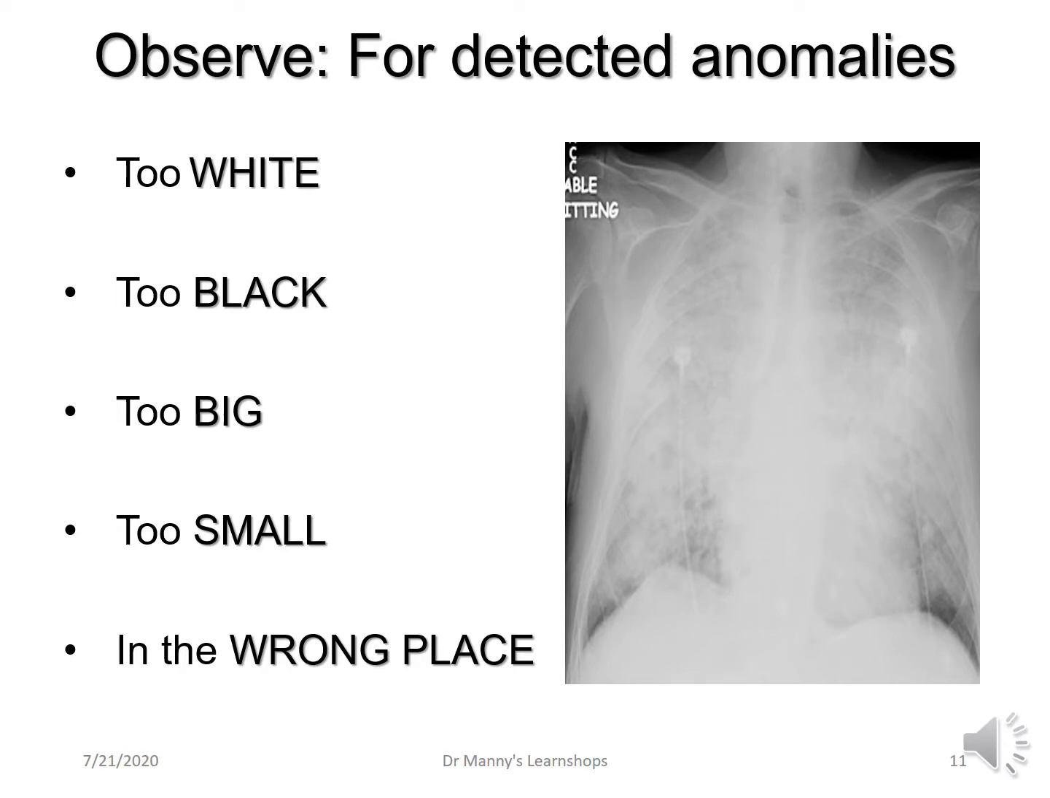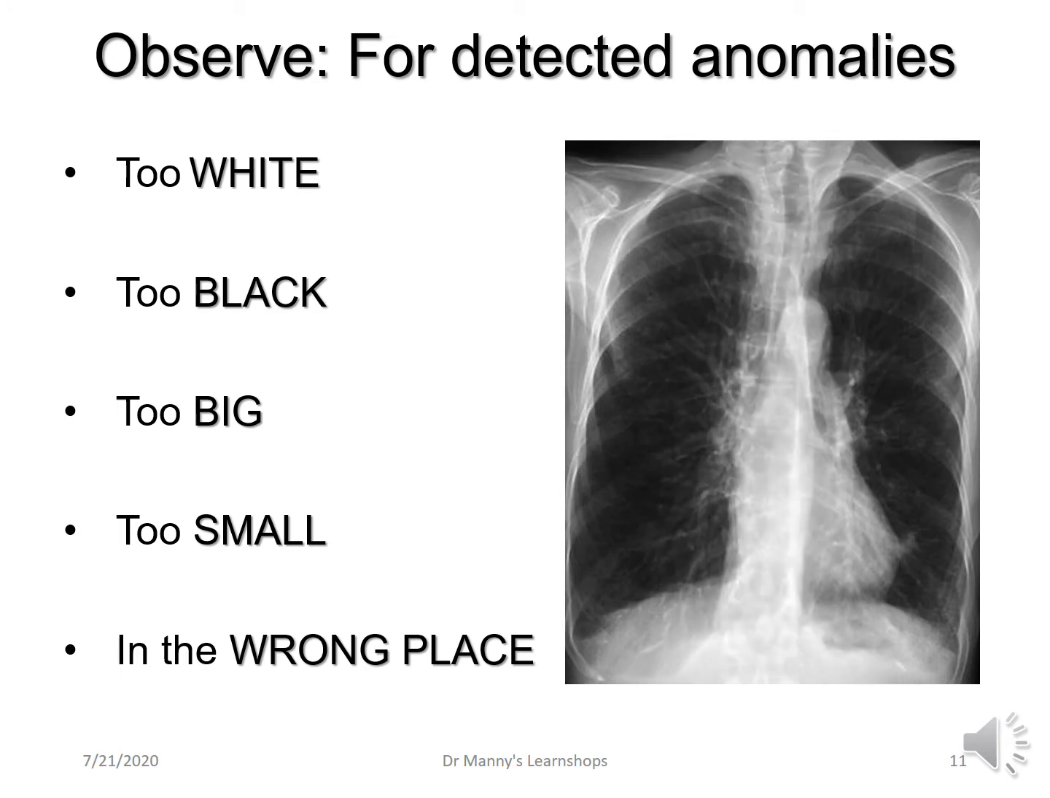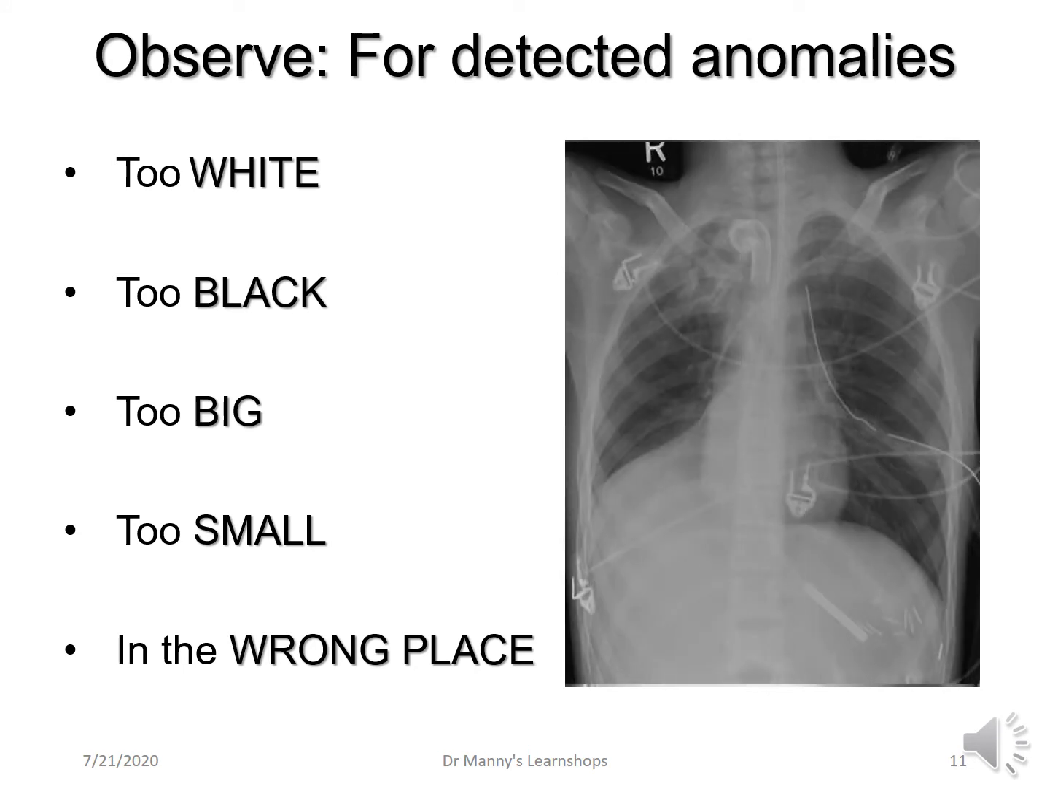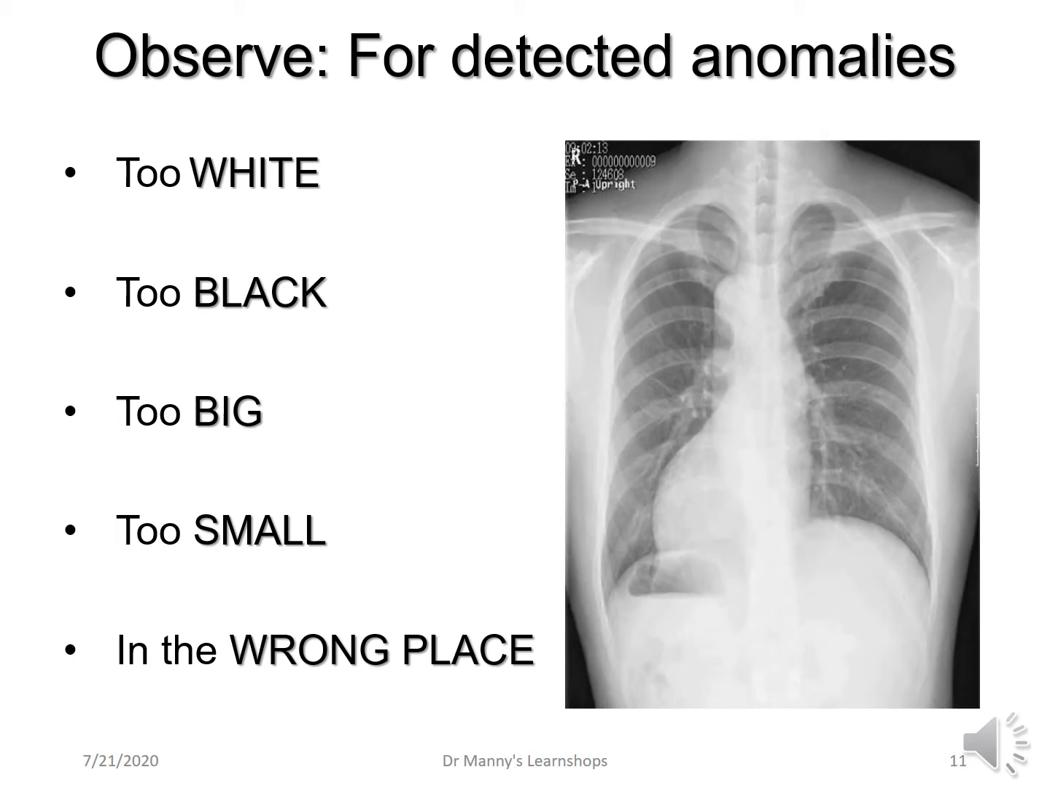What are you observing for? Remember the 5 points that we just mentioned before. If you see something that's too white, it could be abnormal. If you see something that's too black, it could be abnormal. If you see something that's too big, it could be abnormal. If you see something too small, it could be abnormal. If you see something that's in the wrong place, it could be abnormal.